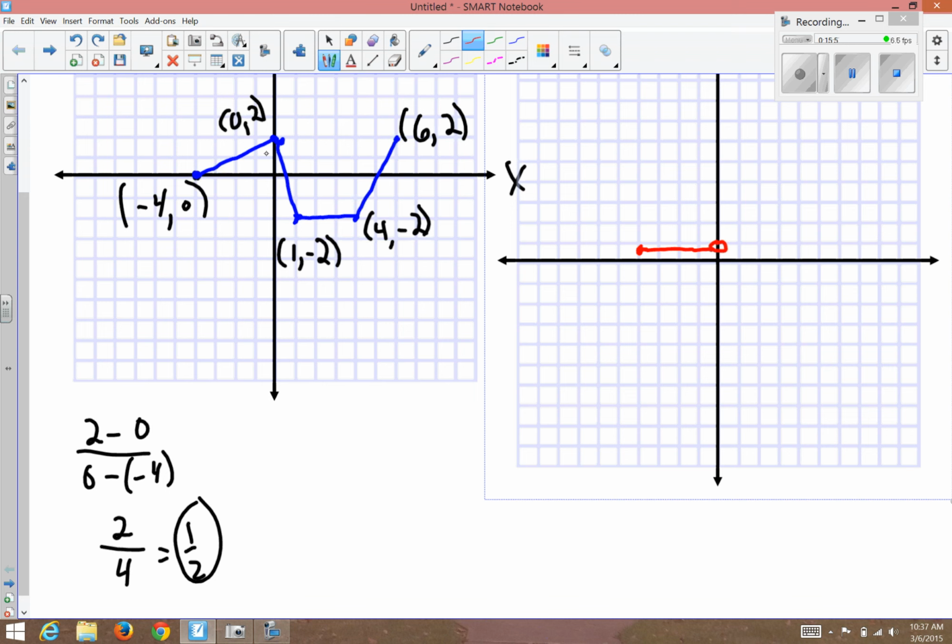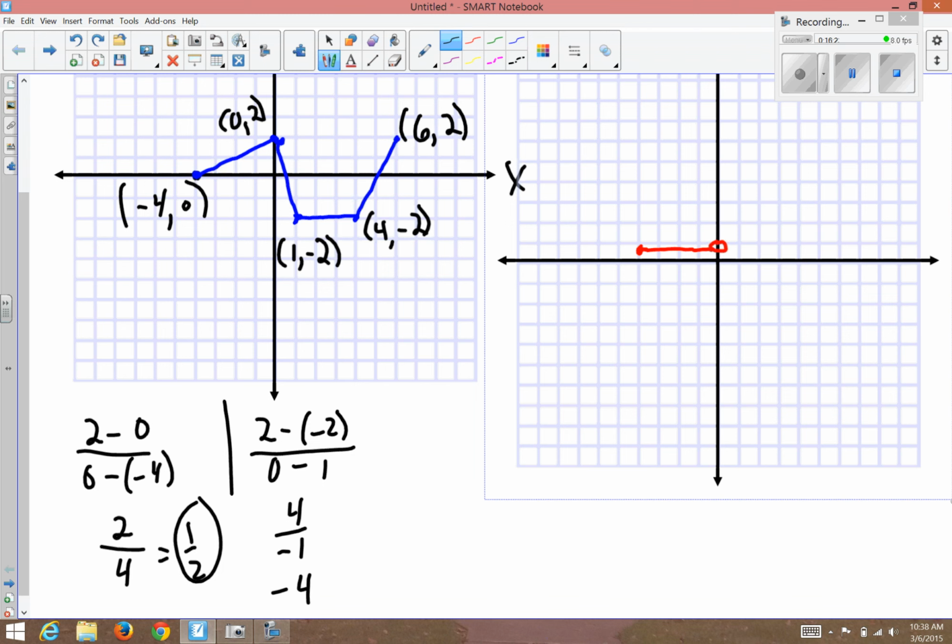This next line segment goes from 0, 2 to 1, negative 2. The slope is the change in y. That would be 2 minus negative 2, change in y, over the change in x, which is 0 minus 1. The numerator is 4 and the denominator is negative 1. The slope of that second line segment is negative 4.